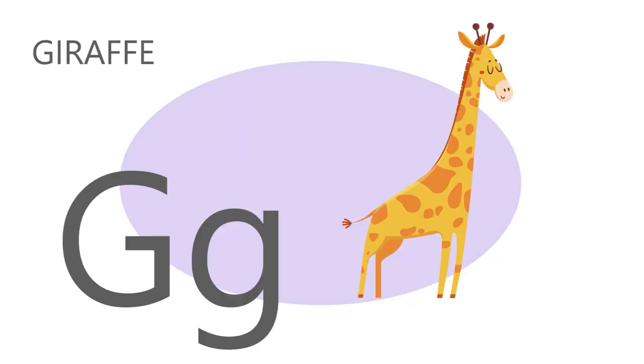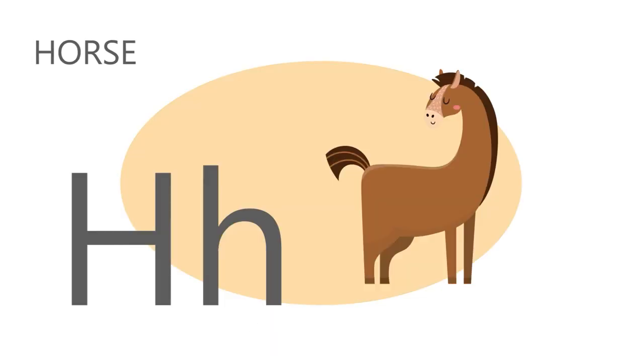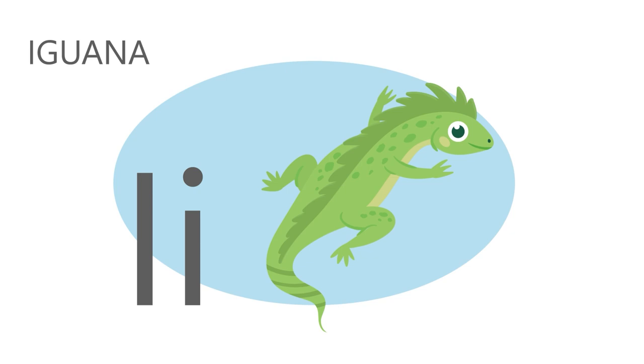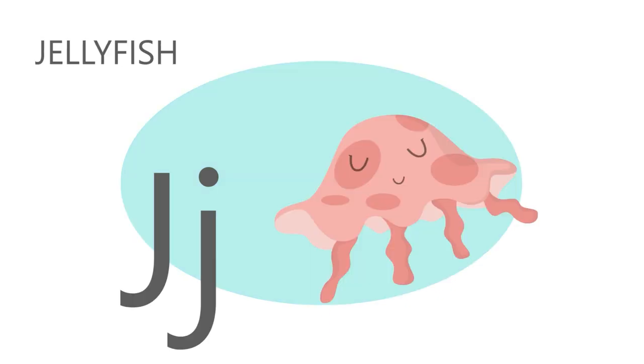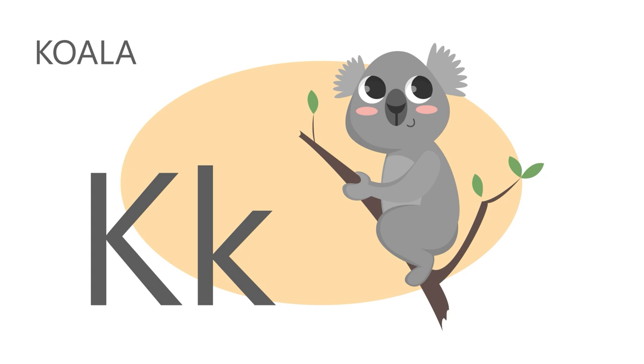G is for giraffe. G, g, giraffe. H is for horse. Horse. I is for iguana. I, i, iguana. J is for jellyfish. J, j, jellyfish. K is for koala. Koala.